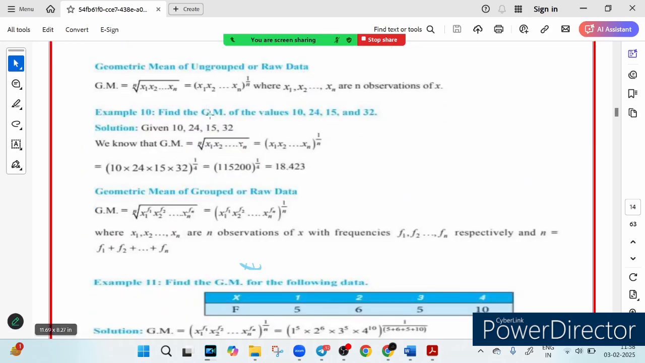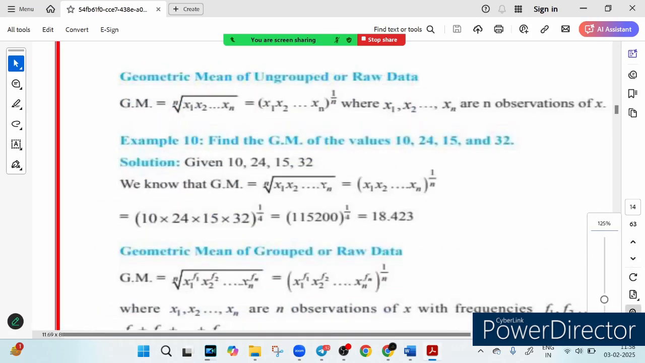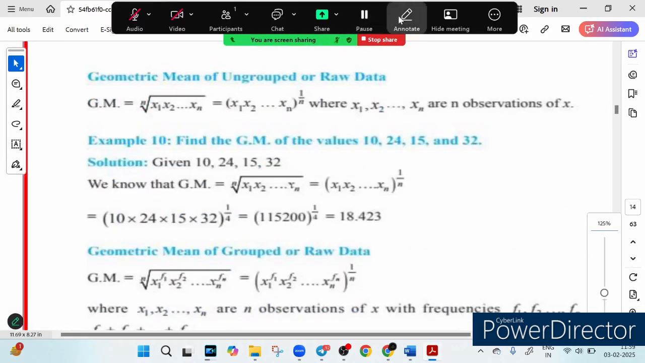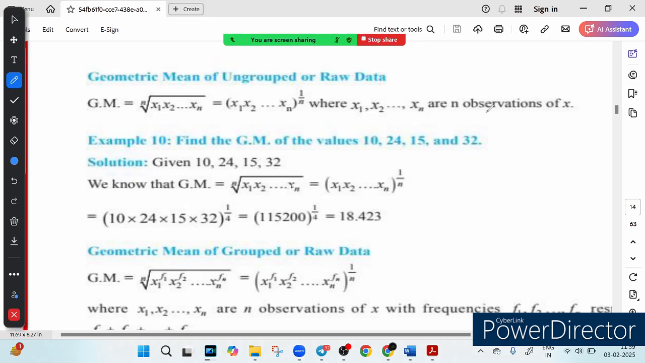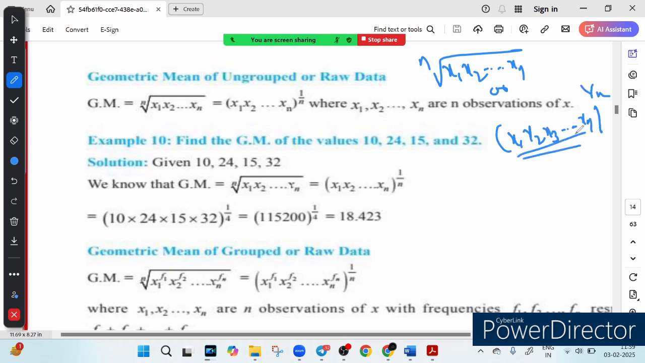Now let's talk about how to calculate the geometric mean of ungrouped data and grouped data. First of all, let's talk about ungrouped data. Geometric mean calculation for ungrouped data is quite easy. You just multiply all the observations and take the 1 by n power. You can write it as the nth root of x1 x2 ... xn, or write it as (x1 x2 x3 ... xn) to the power 1 by n. You can write either way, it doesn't matter.